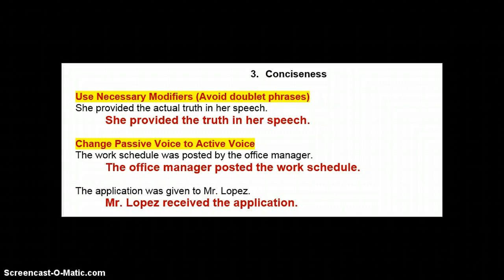Again, remember, when you have a negative situation or you want to avoid placing blame, you would use the first statement where you put who you are placing the blame on at the end of the sentence. The second example there, the application was given to Mr. Lopez. That is the passive voice. You want the active voice. You would say, Mr. Lopez received the application.